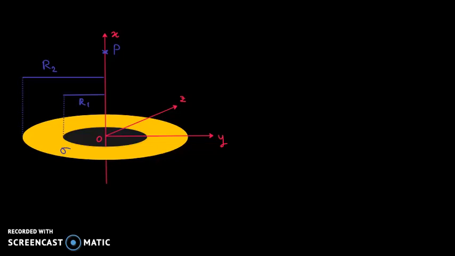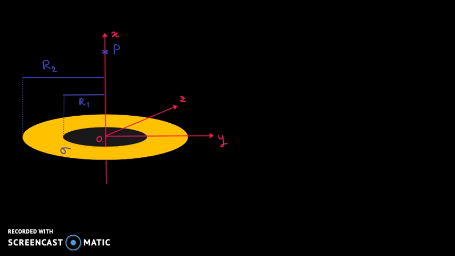In this problem, we have a disk with a hole at the center. The disk is positively charged with uniform surface charge density sigma. The inner radius is R1 and the outer radius is R2. Eventually, we'd like to calculate the electric field at point P that is arbitrarily located on the x-axis.